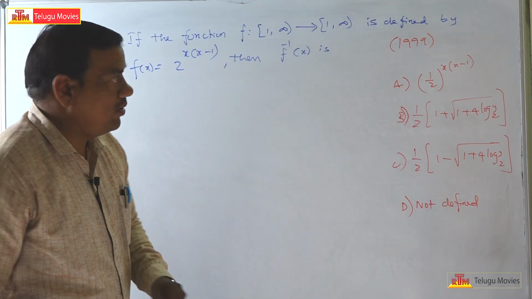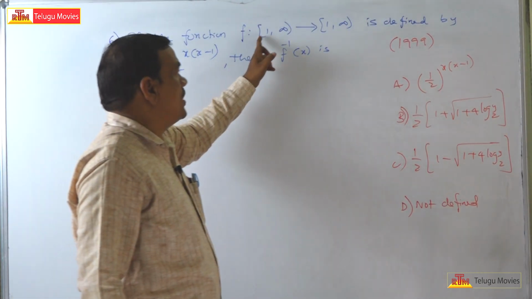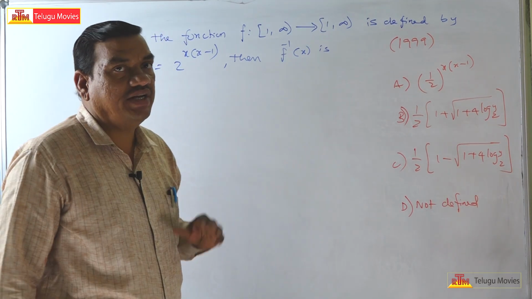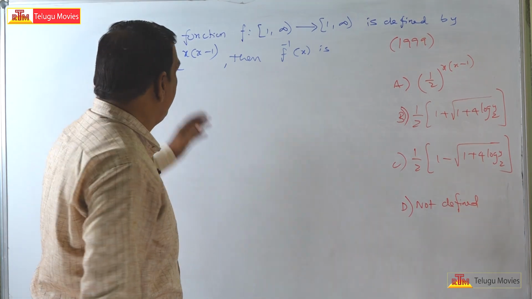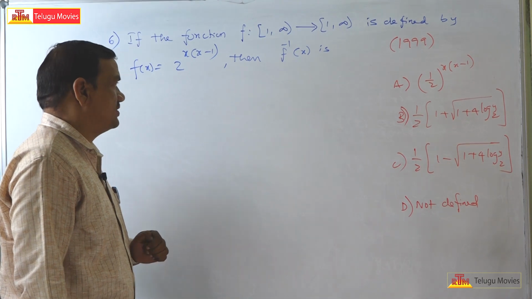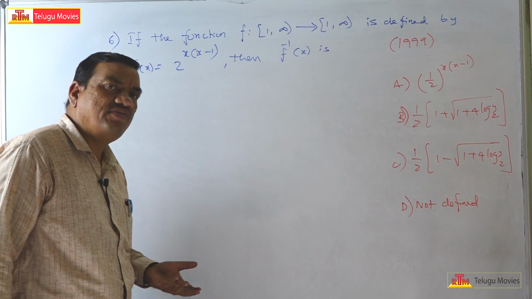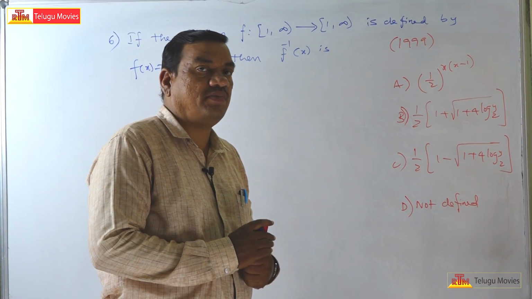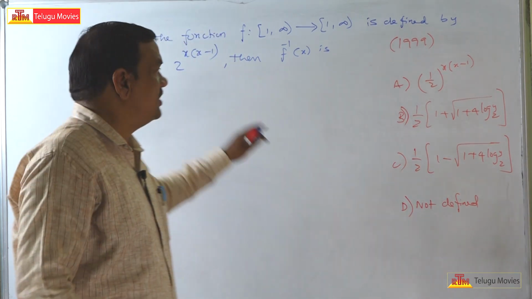Welcome to today's problem. If the function f from [1, ∞) to [1, ∞), where the domain and codomain are from 1 to infinity including 1, is defined by f(x) = 2^(x(x − 1)), then f inverse of x is asked. Since he is asking for f inverse of x, it is understood that it is a bijection; no need to check for competitive examinations.